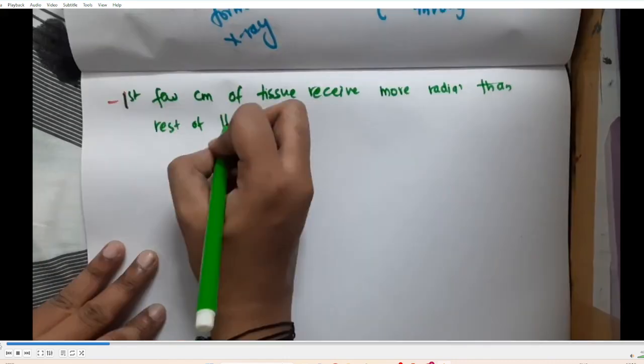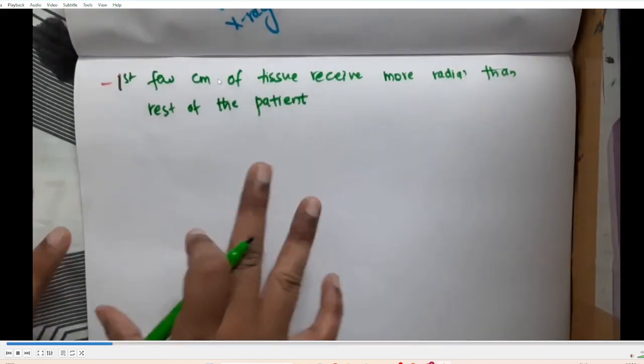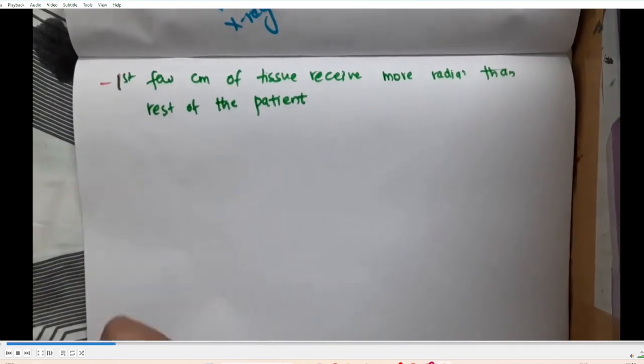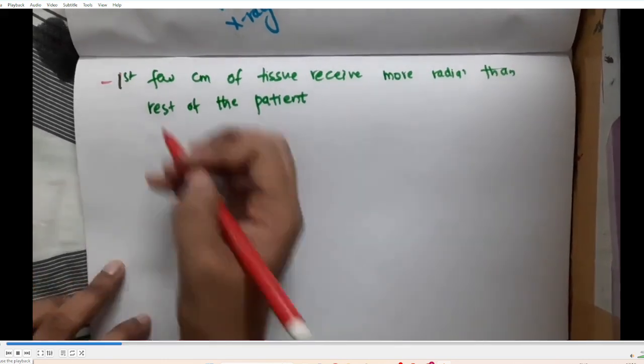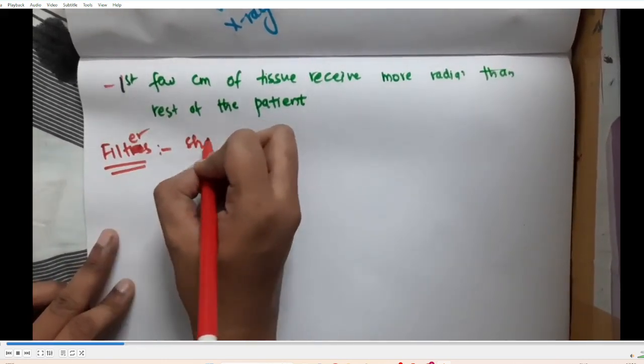So this tissue can be protected by absorbing this excess, lower energy radiation by certain material, that is, by absorbing the lower energy photons from the beam before they reach the patient by interposing a filter material between the patient and the X-ray beam.